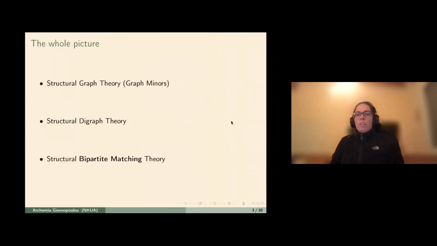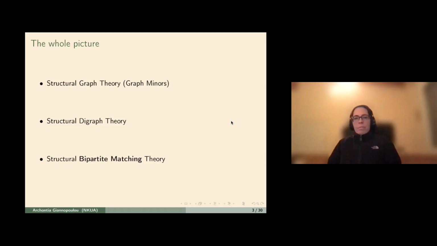So the story as we know it is that we are all very well aware of graph minor theory, of structural graph theory. And we also know that there are results on digraphs trying to raise the results from graph minors to the digraph setting. And in this talk, we're going to discuss structural bipartite matching theory. So we're discussing graphs that are bipartite and all have a perfect matching.